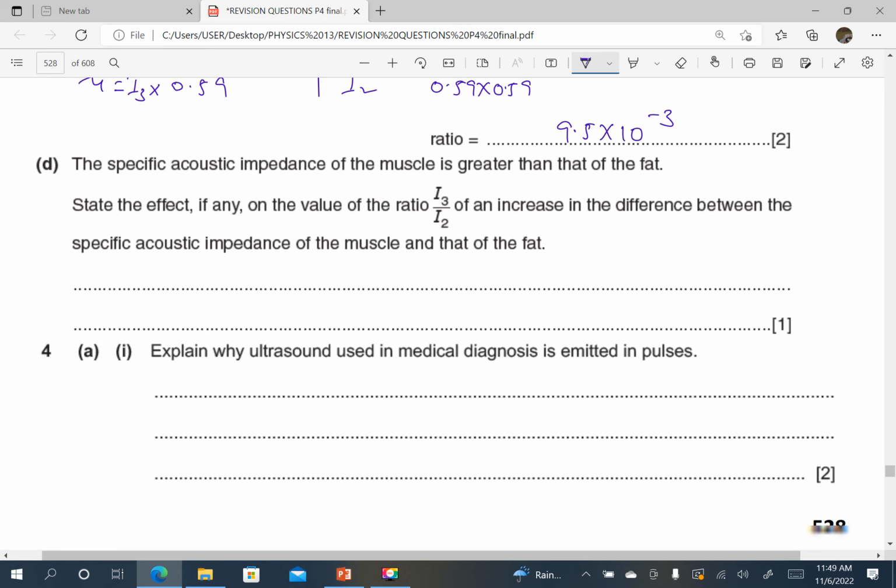Okay. The specific acoustic impedance of the muscle is greater than that of the fat. In other words, Z2 is greater than Z1. State the effect, if any, on the value of the ratio I3 over I2 of an increase in the difference between the acoustic impedances. Now that this is the fraction which is reflected at boundary, if there is an increase in the difference, that fraction increases. So in other words, because there is more reflection, the fraction increases. So I3 over I2 increases.